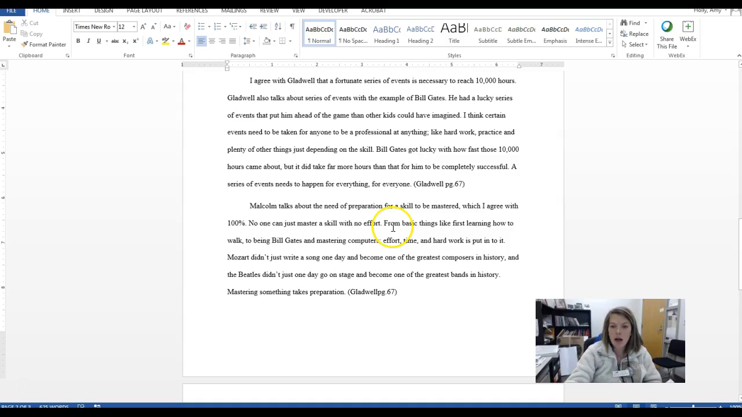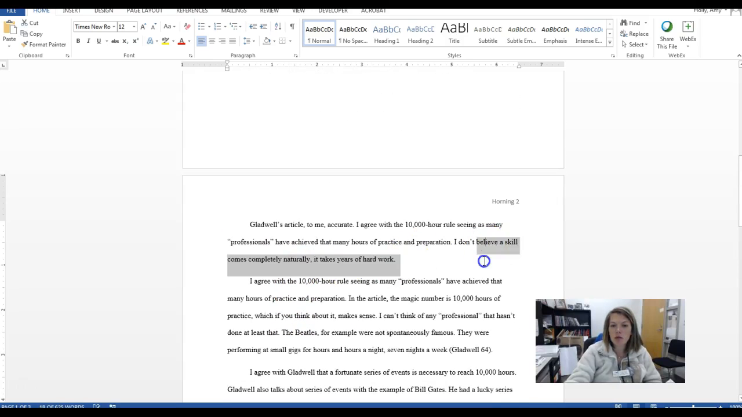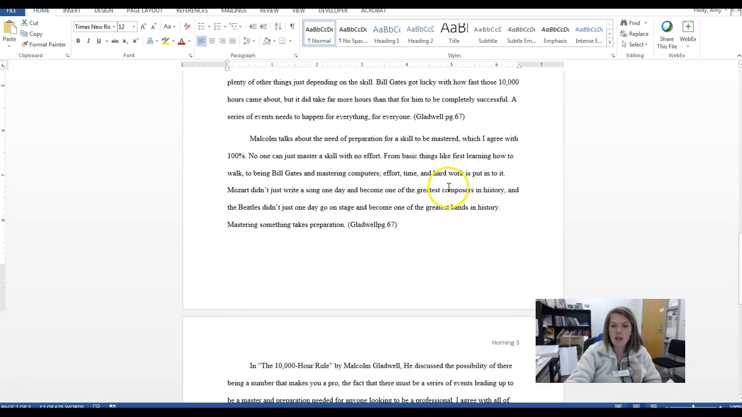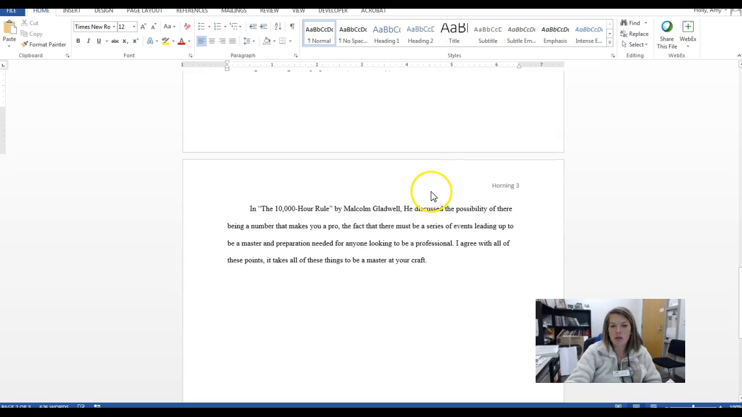And then last, he says it takes preparation for skill, which I agree with 100%. This is a much stronger topic sentence, very similar to how you previewed that point in your response thesis at the beginning of this section of your essay. And then again, I would say that pretty much all you need to add in here are maybe some examples from your own life to show why you feel that this is true, why you're inclined to agree with it.